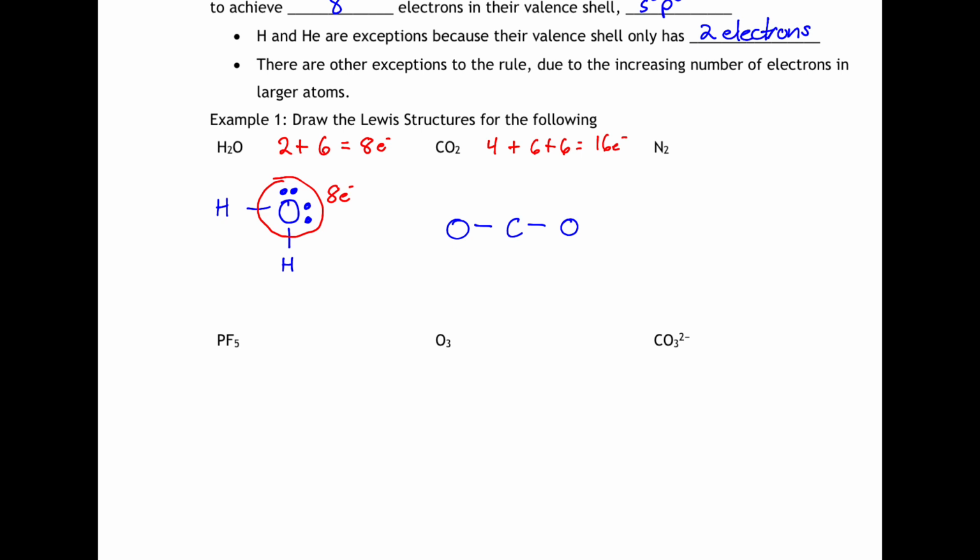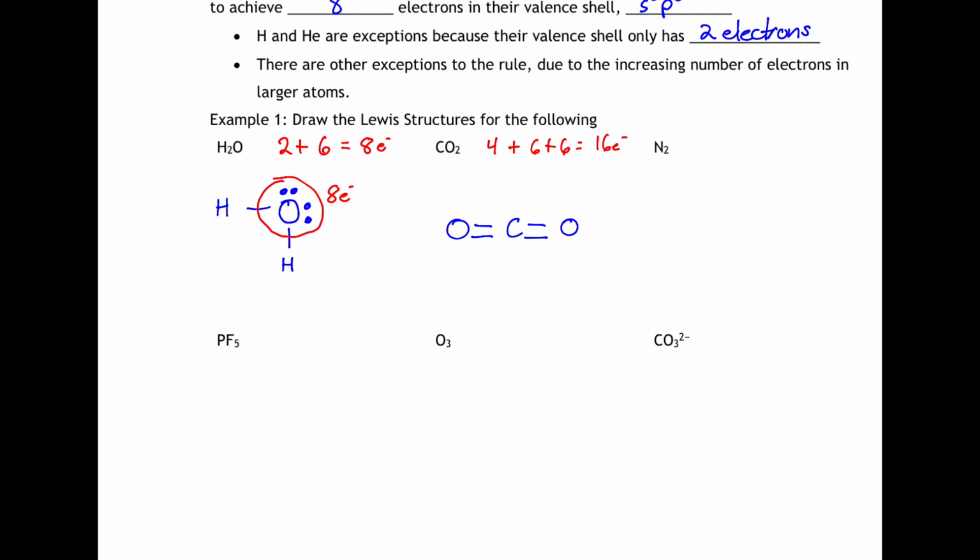How many can I put around each oxygen? At most 8. So that's not going to give me enough. How many does the carbon see? It only sees 4. How many does the carbon want to see? It wants to see 8. So we can add more than one bond on each side to allow these things to match.